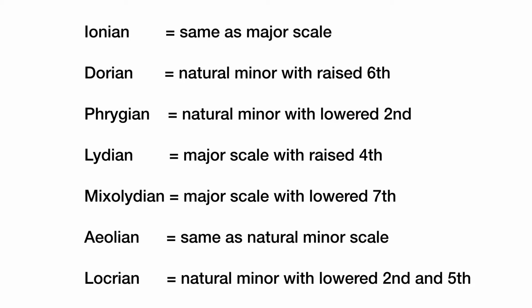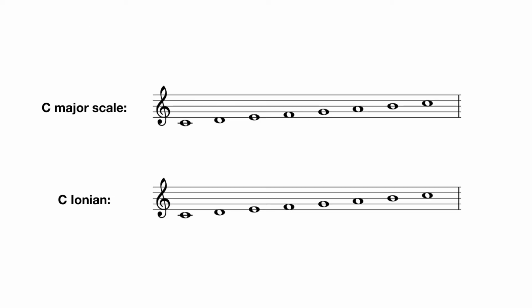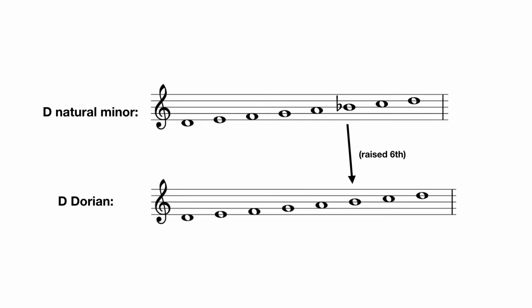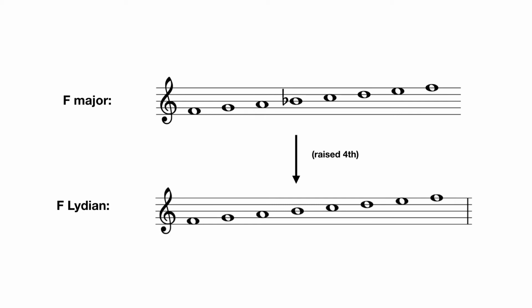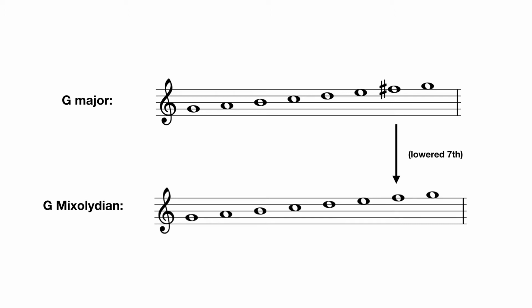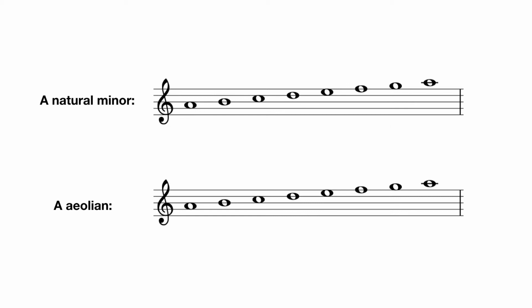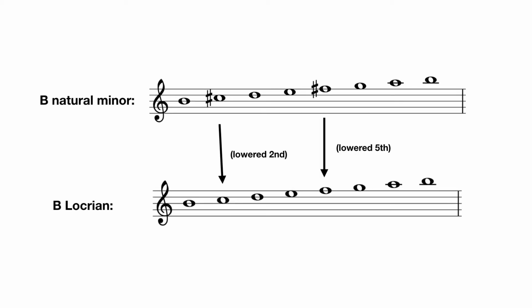Here's a handy chart to remind you how the modes relate to the major and minor scales. This is just one way to think about the modes. It is by no means the only way or the only correct way. So we see Ionian is exactly the same pattern of tones and semitones or whole and half steps as the major scale. Dorian you could think of as a natural minor scale with a raised sixth. Phrygian you could think of as a natural minor scale with a lowered second. The Lydian, a major scale with a raised fourth. Mixolydian, a major scale with a lowered seventh. The Aeolian mode is exactly the same pattern of whole and half steps or tones and semitones as your natural minor scale. And Locrian you could think of as a natural minor with a lowered second and a lowered fifth.